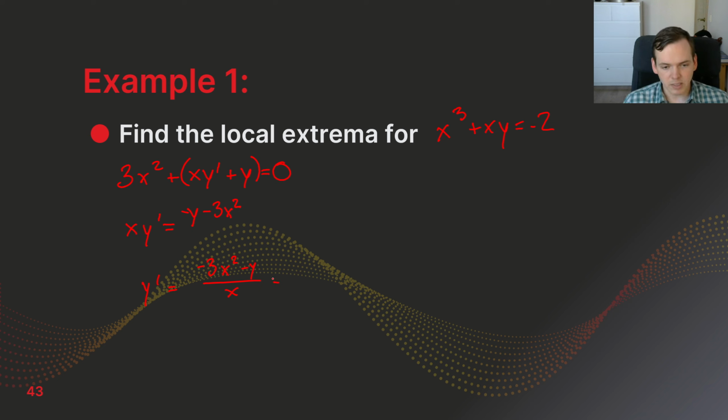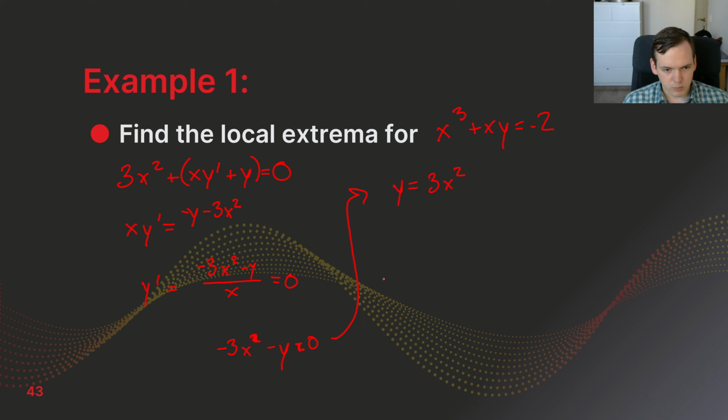Now we want this to equal 0. So we need to start finding values where this will equal 0. Well, we know that it doesn't matter what the denominator is. If the numerator is equal to 0, the whole fraction becomes 0. So in other words, we're just going to look at negative 3x squared minus y is equal to 0. So if we bring that up here, we have that y is equal to negative 3x squared.